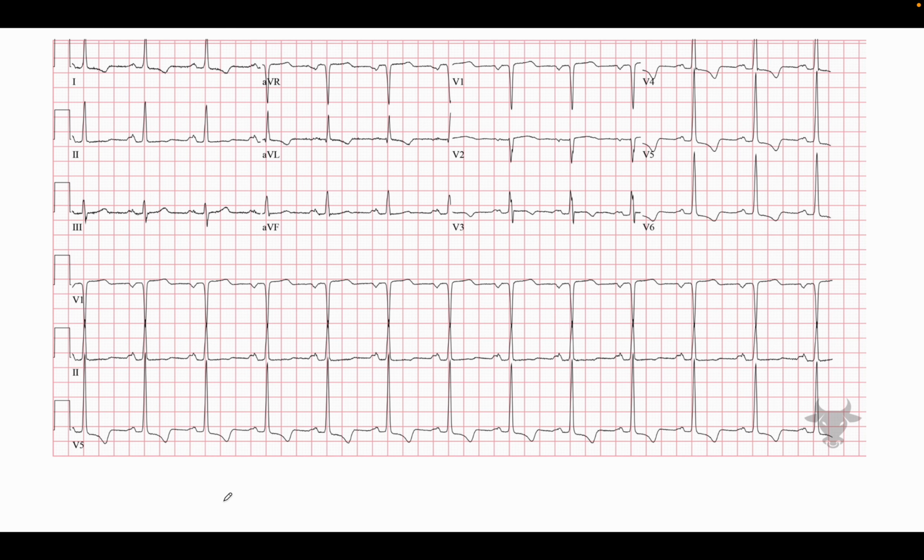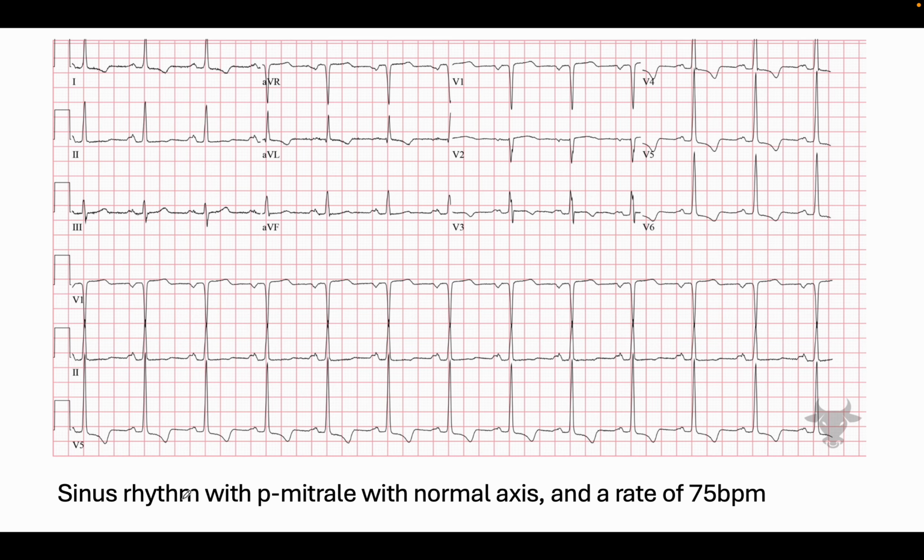So our next example, feel free to pause the video and work it out. The answers are coming up in 3, 2, 1, 0. So this is sinus rhythm with P mitrale with a normal axis and a rate of 75 beats per minute. So well done if you got that right. If not, let's work it out now.